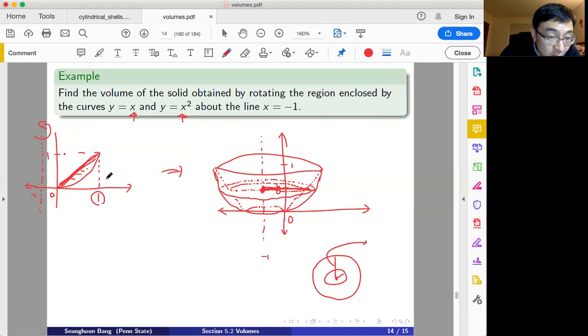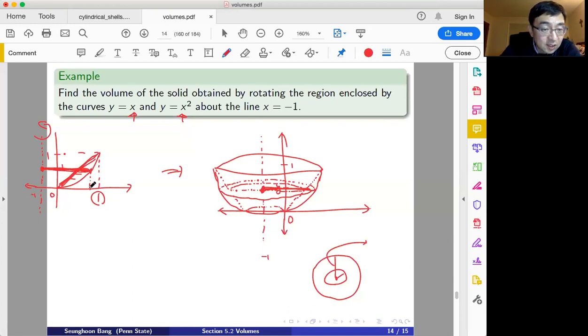So what does it mean? You can choose a y value here. The center of the circle is on the rotating axis. So this length is exactly the outer radius.